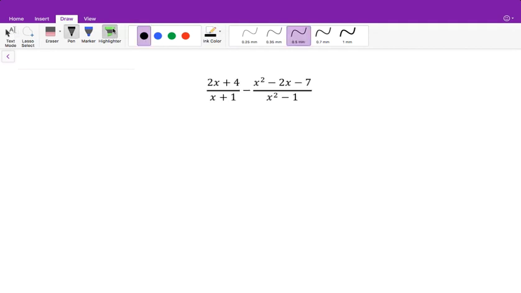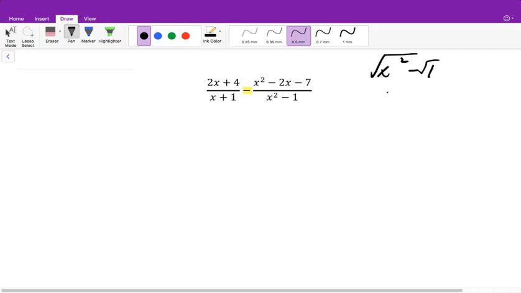Right, now we're asked to subtract, and when we're subtracting, the first thing we have to do is look at our denominators and say, are they the same? Well, x plus 1 and x squared minus 1 are not the same, so that means we're going to have to factor these. Well, x plus 1 can't factor at all, so it's just going to remain x plus 1. And x squared minus 1, we can take the square root of each. Square root of x squared is x, square root of 1 is 1, so this factors out to x plus 1 times x minus 1.